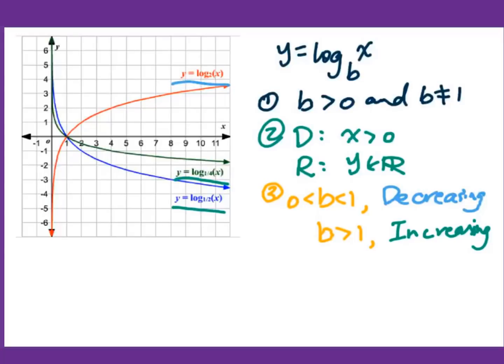So for a logarithm function, there is a vertical asymptote line. For these three, the vertical asymptote line will be the y-axis. Then from the exponential function, we could see x equal to 0 will be the vertical asymptote line.